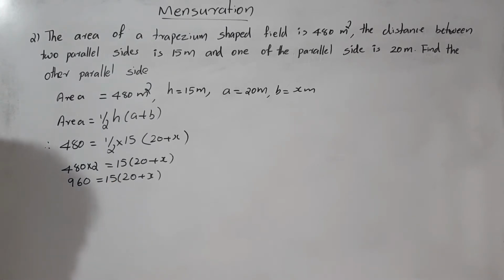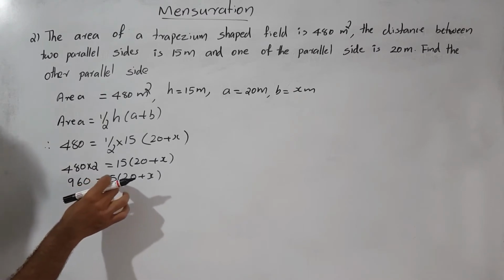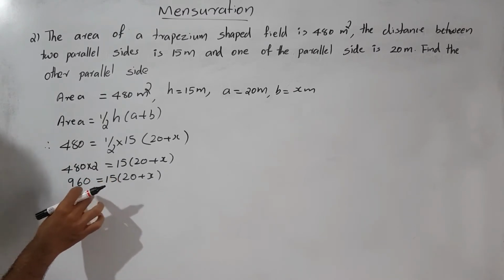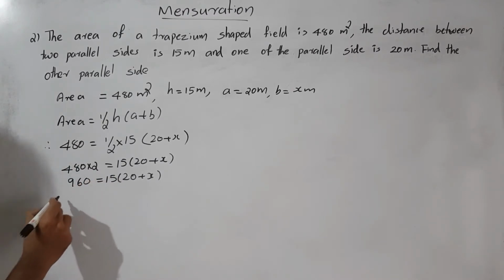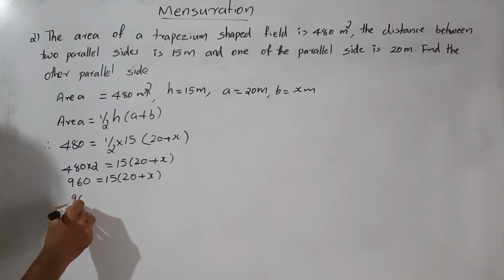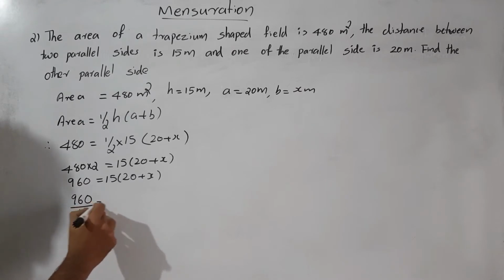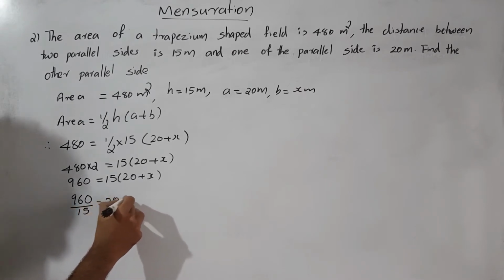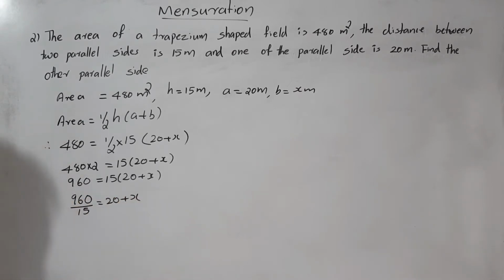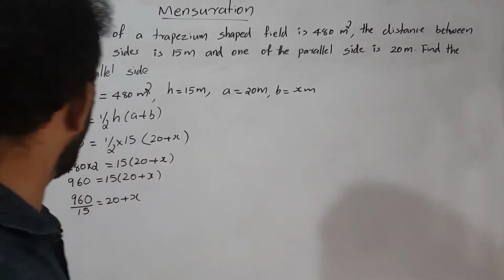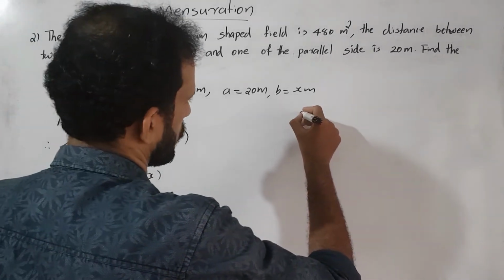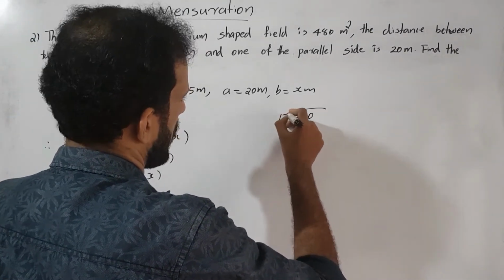Both are correct. So here we transpose 15 first. Then it is multiplied by 15, so the change is that it becomes divided by 15. So 960 divided by 15 is equal to what remains: 20 plus x. Okay, now dividing 960 by 15.